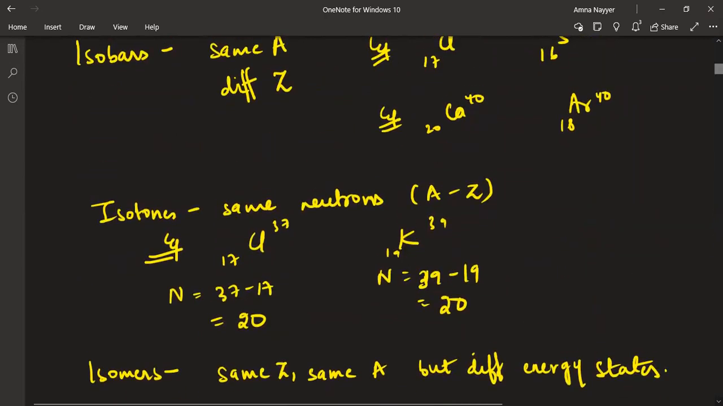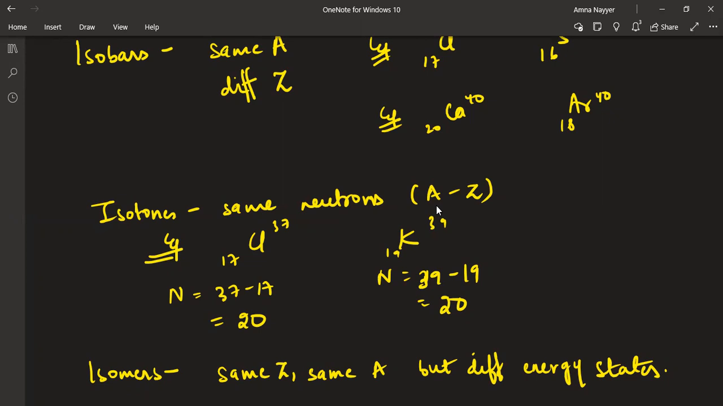Then you have isotones. Isotones means the same number of neutrons. Before starting with this, remember I made you write A minus Z. A minus Z means the difference between the top part and the bottom part for both the elements should be the same. Like chlorine 37, because chlorine also has mass number 35, and mostly we use 35 for calculations, but this is the isotope 37 I've taken. And potassium 39 and 19. If you subtract 37 and 17, you get 20. When you subtract 39 and 19, you're still getting 20.